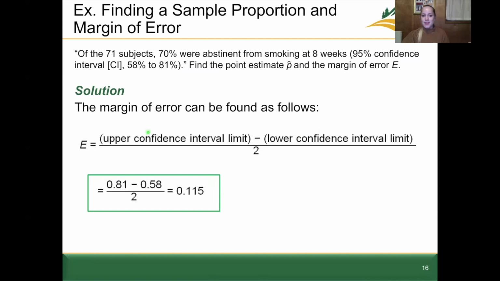Again, it's important to note that we just take this percentage range in this question. The 71 subjects we didn't use, the 70% we didn't use, and we didn't even use its 95% confidence interval. So pay attention to what we're given and just focus on the important data here. We use 58% to 81% to solve for the point estimate, or p hat, and the margin of error value, or E. As you saw, solving for p hat and the margin of error were relatively straightforward formulas. We need to know the upper confidence interval limit and the lower confidence interval limit, and then know which is the right equation to use.